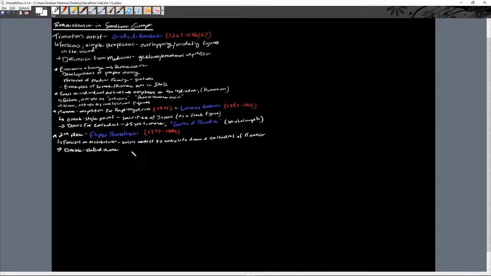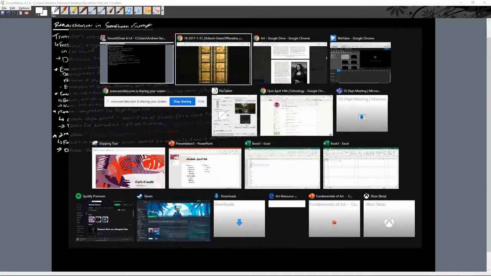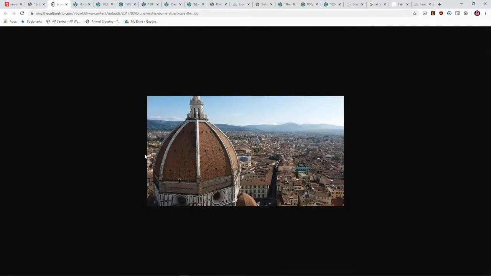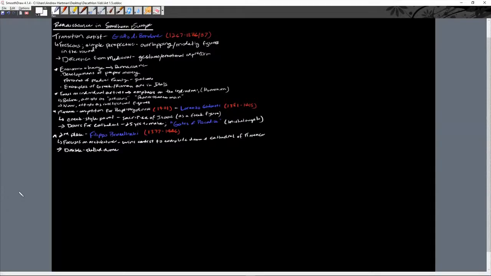And so that would be emulated by later artists, as you can see here, right? So there's this outer dome, and within that is an interior dome to kind of help support the outer dome, right? And so a very famous dome of the Cathedral of Florence.